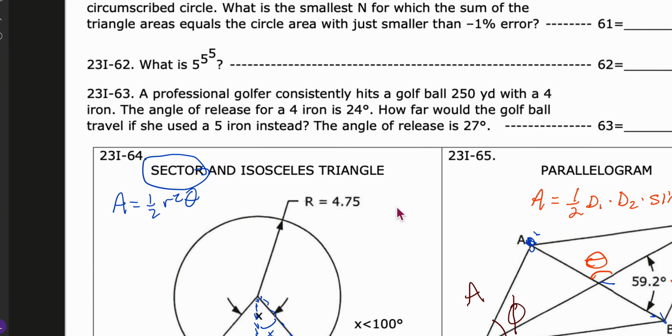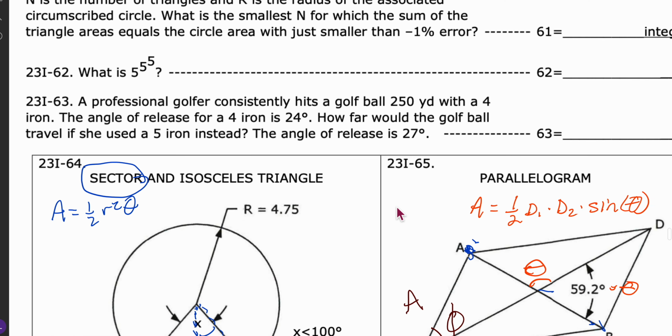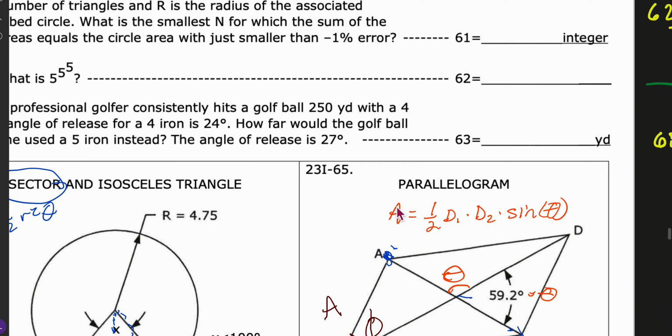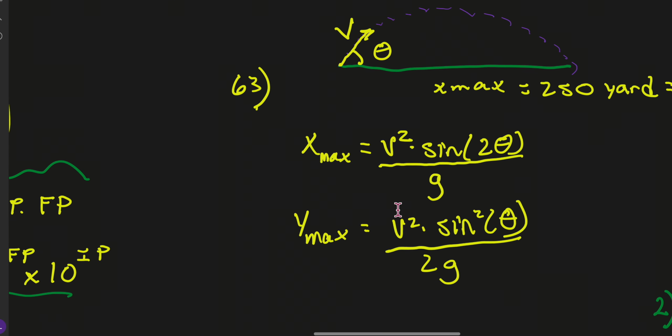Number 63, a professional golfer hits a golf ball 250 yards with a 4-iron. They tell us the release angle of a 4-iron is 24 degrees. And the question is, how far would the golf ball travel if she used a 5-iron instead? And the release angle of a 5-iron is 27 degrees. Okay, let's go ahead and take a look over here.